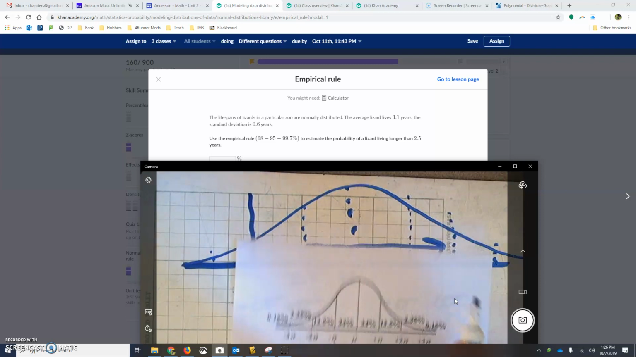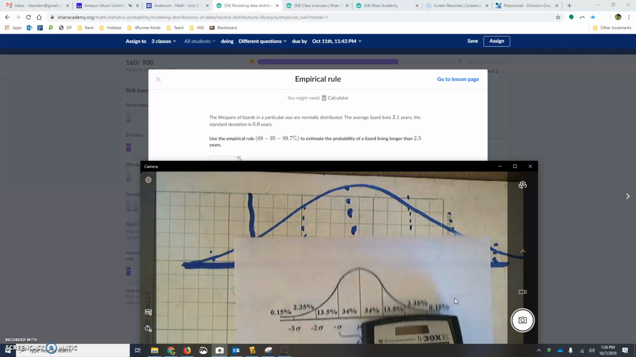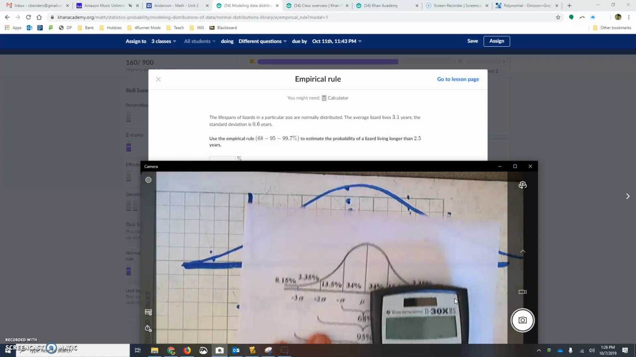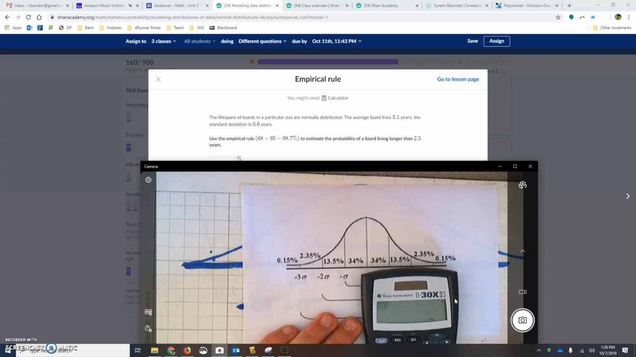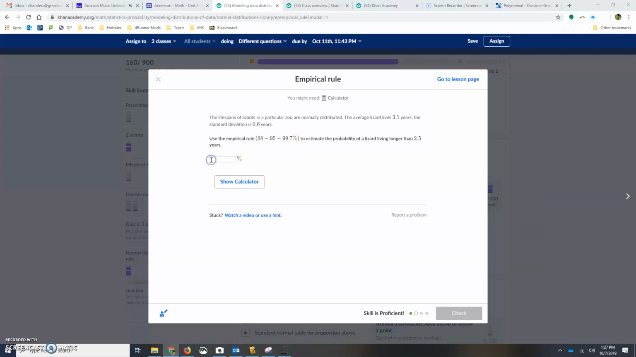So all that together, that's 68%. Well, here, I'll use a calculator. That way you guys can see how I do it. Okay, so we have 34 plus 34 plus 13.5 plus 2.35 plus 0.15 gives us 84%. And right. Okay. Question 3.